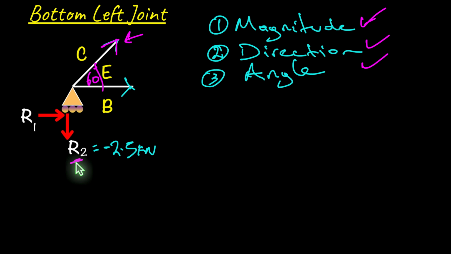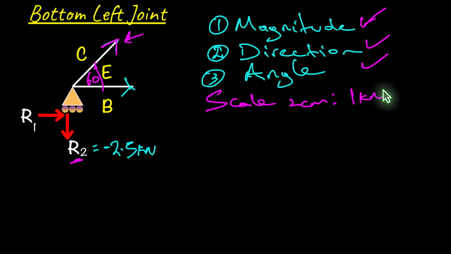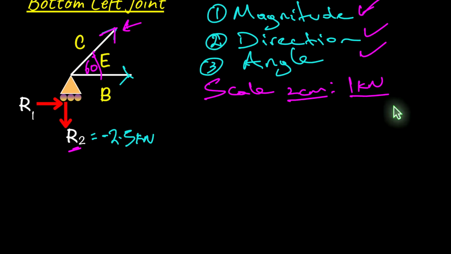So what we have to set up now is our scale. What I'm going to use for this scale is 2 centimeters to represent 1 kilonewton. Now you will need to use your ruler and your protractor for this in order to get it perfect. So I'm going to draw the first line now for my 2.5 kilonewtons. That's going to measure 5 centimeters. So that's approximately 5 centimeters right there, representing my 2.5 kilonewtons.